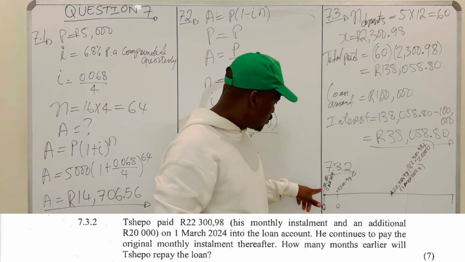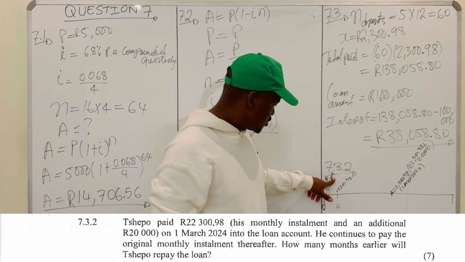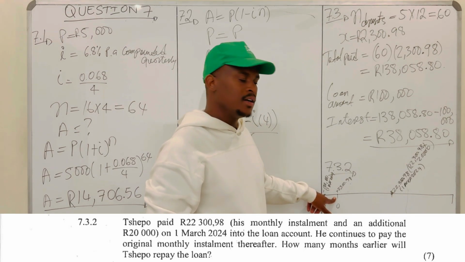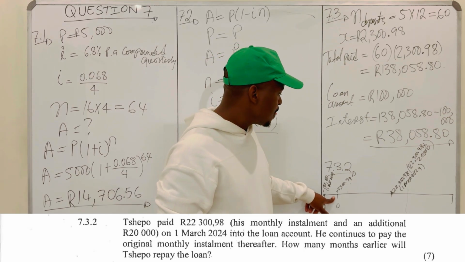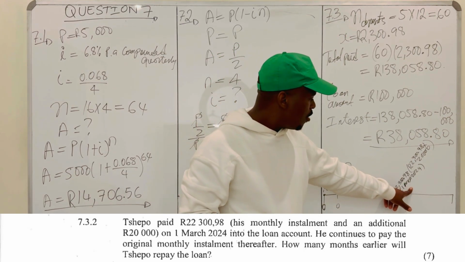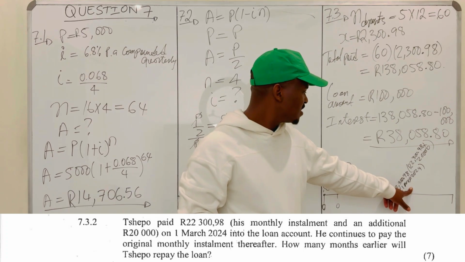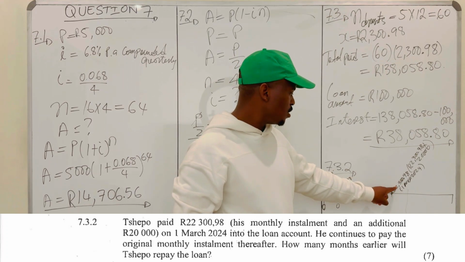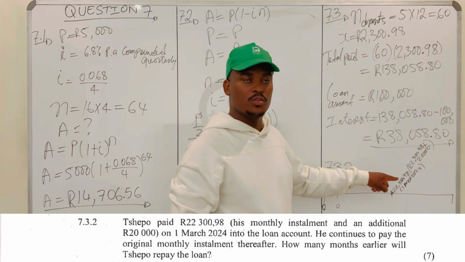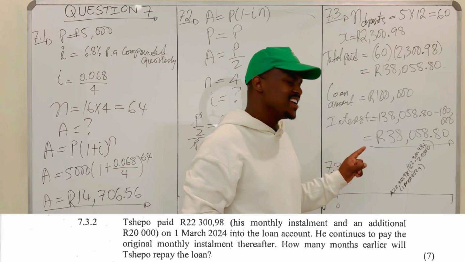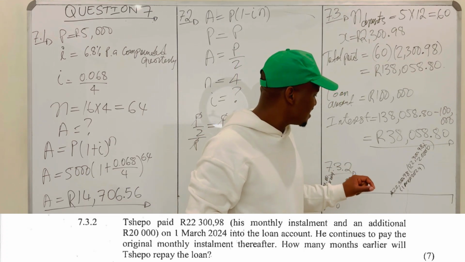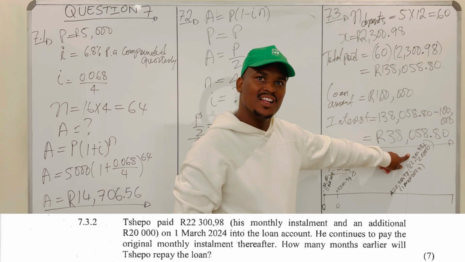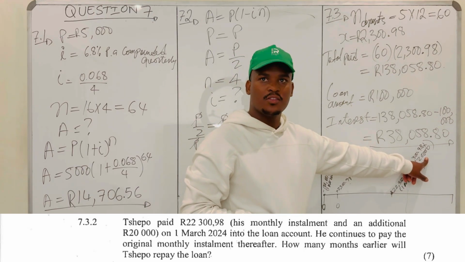So our friend Tsepo took a loan for 100,000 on 1 March 2022, and a month later, on the 1st of April, he started repaying the loan. On the 1st of March 2024, Tsepo paid 22,398 rands 98 cents onto that account. That is made up of his normal monthly repayment of 2,398 rands 98 cents and an additional 20,000 to reduce the loan.